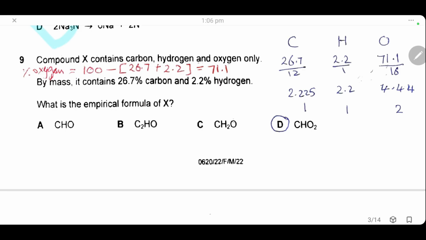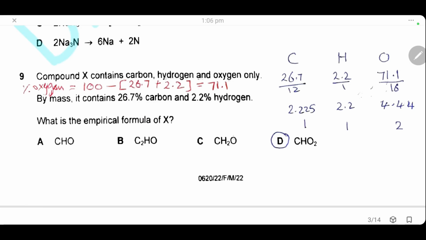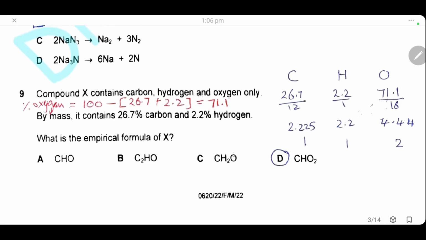Question 9. Compound X contains carbon, hydrogen, and oxygen only. By mass, it contains 26.7% carbon and 2.2% hydrogen. What is the empirical formula of X? First, we want to know the percentage of oxygen, because it only contains carbon, hydrogen and oxygen. So the percentage of oxygen will be 100 minus carbon and hydrogen. It will be 71.1%.